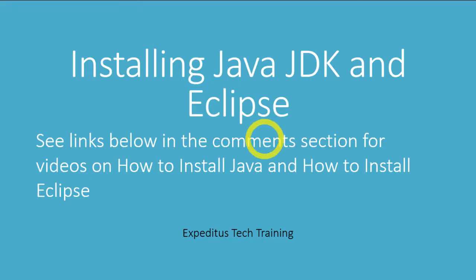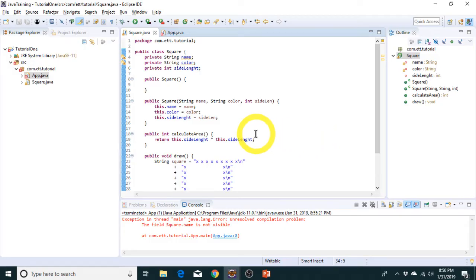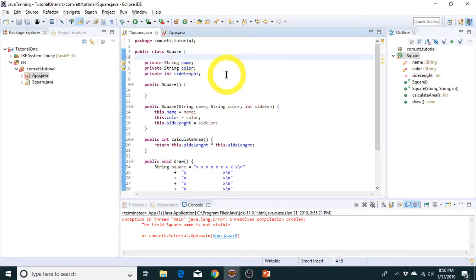And this will lead us to one of the important concepts in Java, which is Java encapsulation. Encapsulation hides the data. It provides the ability to hide attributes of a class by making them private, so no one from outside can directly access them. One of the good things about encapsulation is that you have the capability to hide from the outside world anything that you do not want them to see, and to make public, to make available, anything that you want. So you control what is visible and what is not visible.